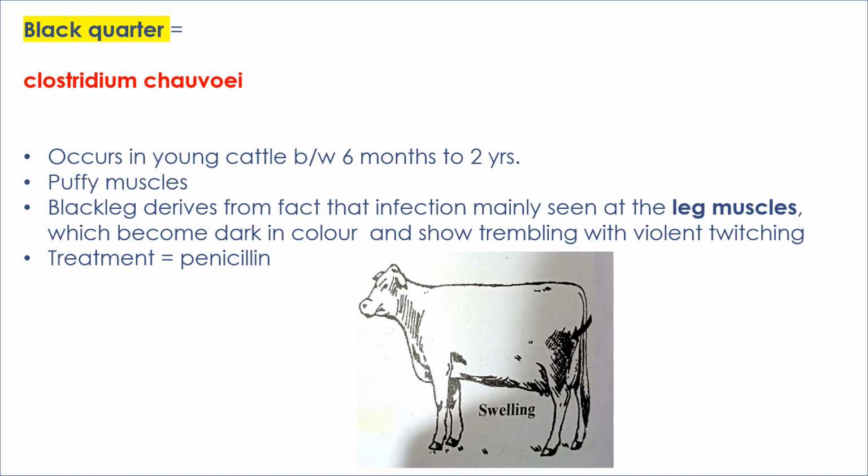So now we will talk about black quarter, that is the second bacterial disease, and it is caused by Clostridium chauvoei, and it occurs in young cattle between 6 months to 2 years. It occurs more in them, and puffy muscles are formed in the legs. Black leg has the infection that is mainly seen at the leg muscle. As you can see in the picture, there is a swelling in the back leg. So treatment is penicillin, obviously, because it's a bacterial disease, and this is the second bacterial disease. We have already done anthrax.